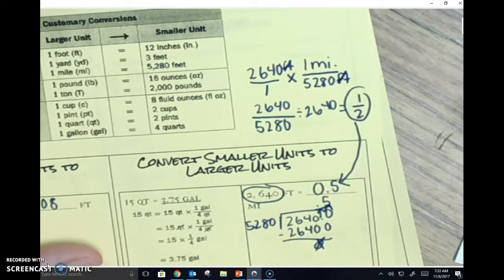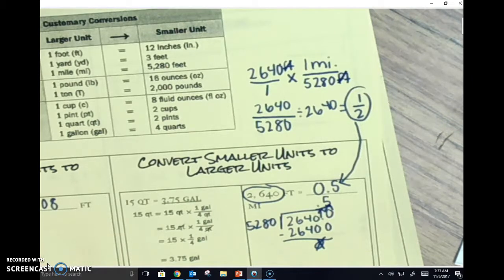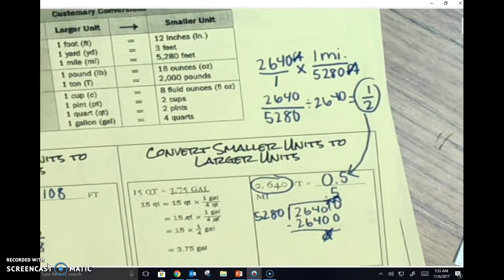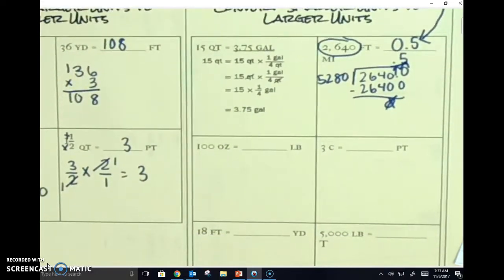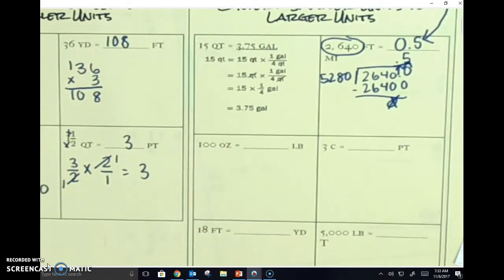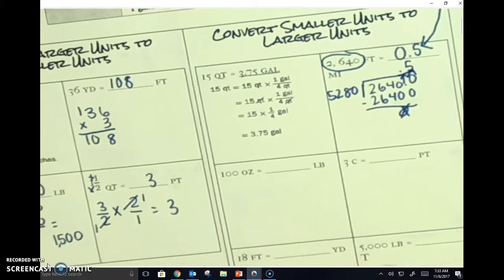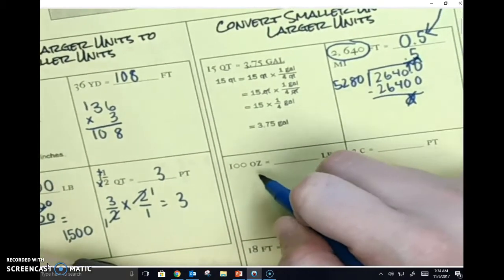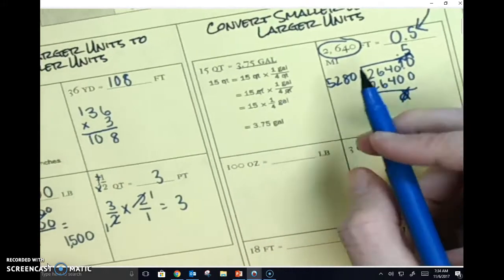So I don't care which way you do it. This one just seems really big because it has really big numbers. I'll show you how to do both of them on the next problem also, and you can decide which one you want to do. So we have 100 ounces. We want to make it into pounds. So I'm going to show you both ways. So we're going from a smaller to a larger, so we're going to have to divide.